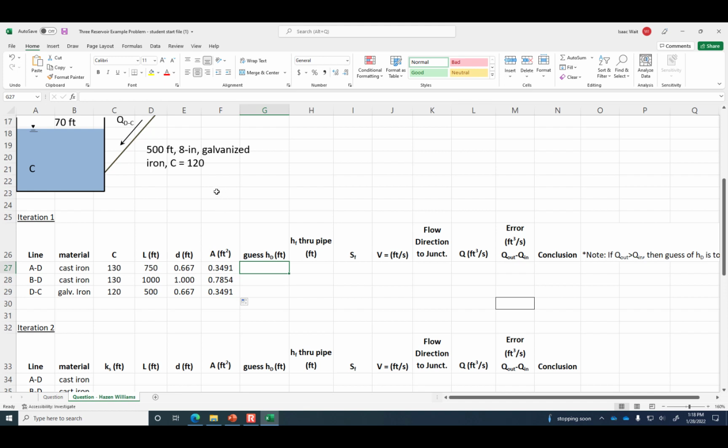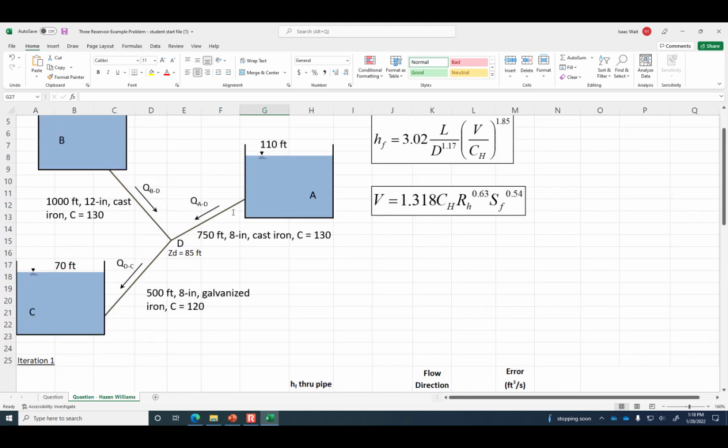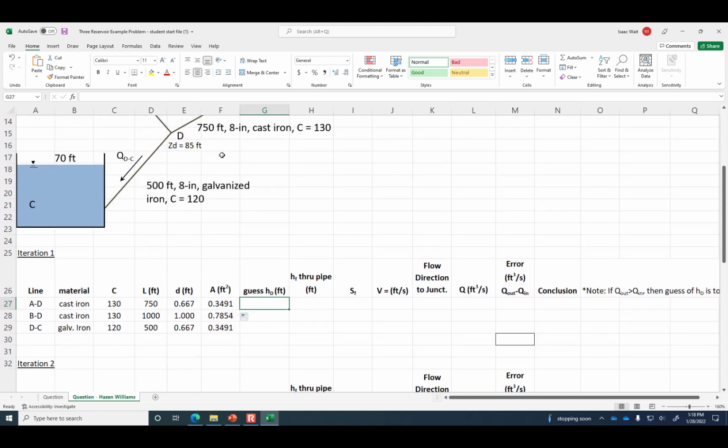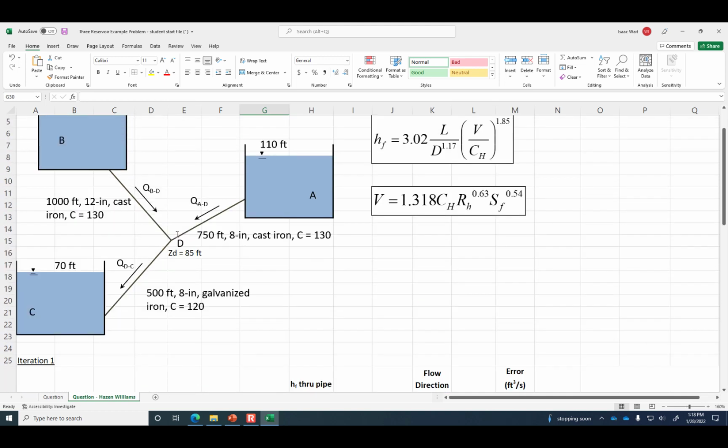All right. Now, we still do have to make a guess of the head at D. Our first guess in the previous example was, let's say, 111 feet. So let's do that same guess as we had before, where we don't exactly know how much energy there is at D, but let's say, what if it's just slightly more energy than there is at A? And so then that will force the flow direction for our first iteration this way.